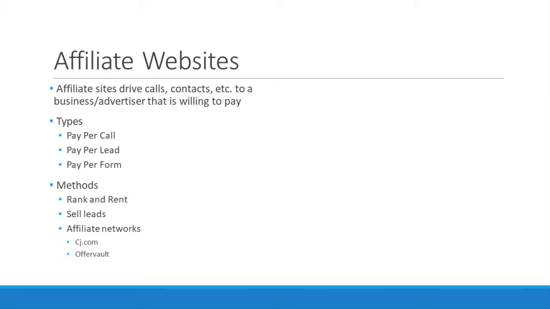Now, there's different methods to doing this. One is rank and rent, in which you have your site and then your competitor goes on it and they rent the actual page of that site. So let's say that you are ranking in Los Angeles for orthodontists, and you're number one organic. An orthodontist could say, I want that. How much would you sell that page to me per month?